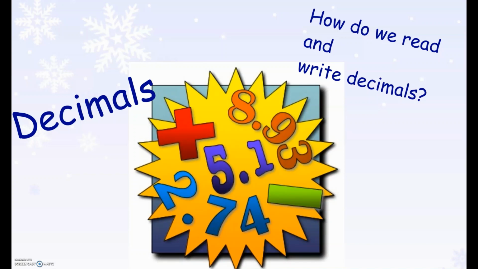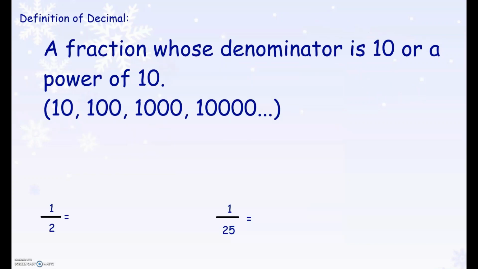So we first need to know the definition of a decimal. A decimal is a fraction whose denominator is 10 or a power of 10. When I say power of 10, I'm talking about 10 to the first power, 10 to the second power, 10 to the third power. I'm multiplying 10 times itself multiple times. And when that happens, we are going to just keep adding zeros to our 10.